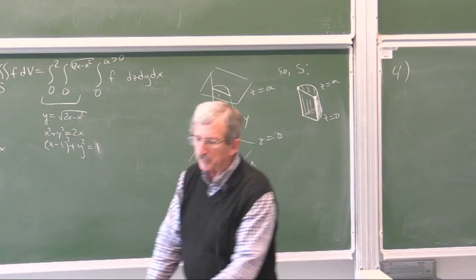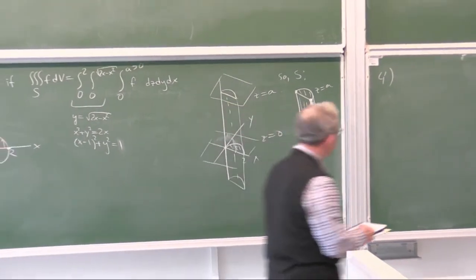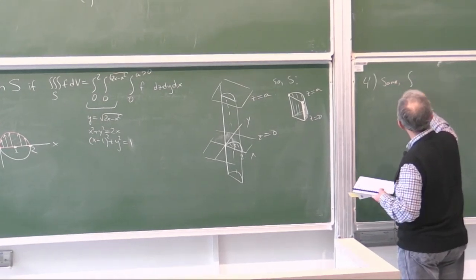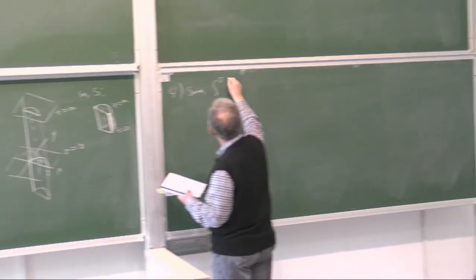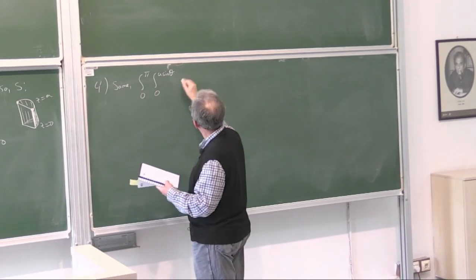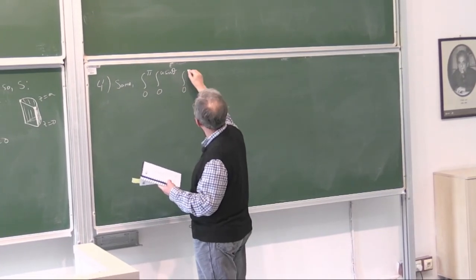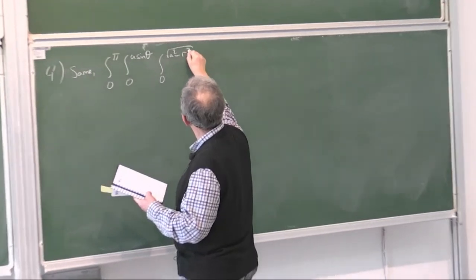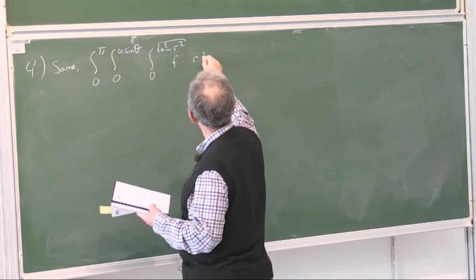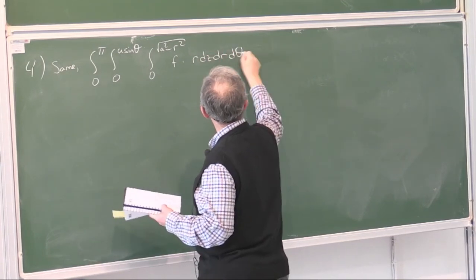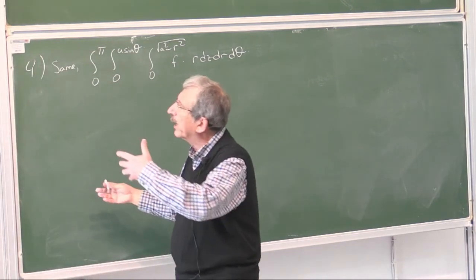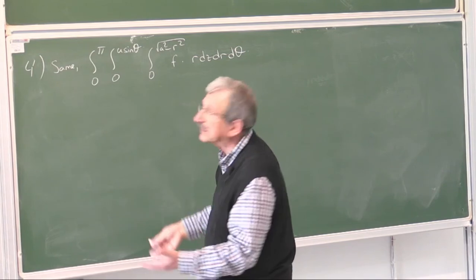Okay. As a diversion, let us look at the same question, but for 0 to pi, 0 to a sine theta, 0 to root a squared minus r squared, f r dz dr d theta. So the same question, meaning if this is equal to a triple integral over S, what is S?